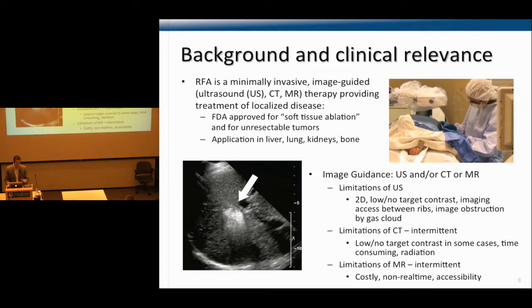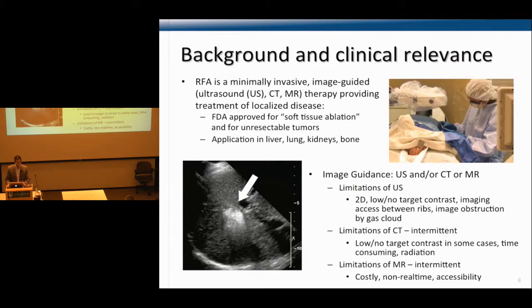So when we talk about image guidance with ultrasound, CT, or MR, if we take each of these modalities independently, each comes with its own set of limitations. If we look at ultrasound, it's 2D or starting to be 3D, but it still has very low or no target contrast unless there's an injection of contrast agent. Imaging access is quite difficult between the ribs. As you've seen in the animation just before, the needle has to be guided through the intercostal ribs, so there's some challenge in finding the correct entry spot.